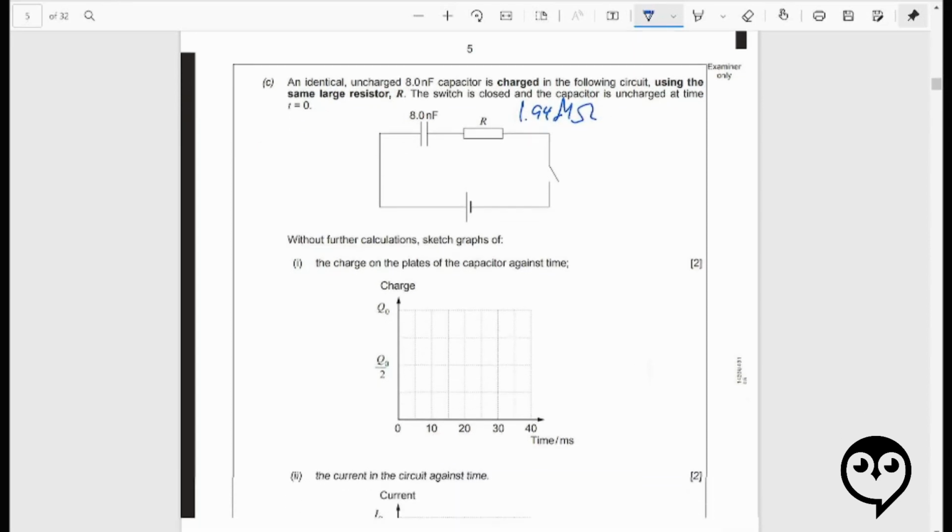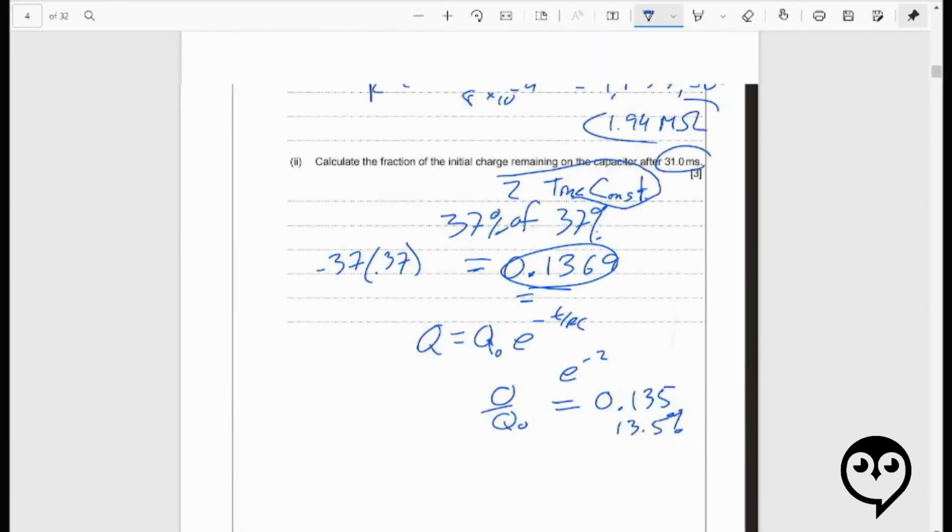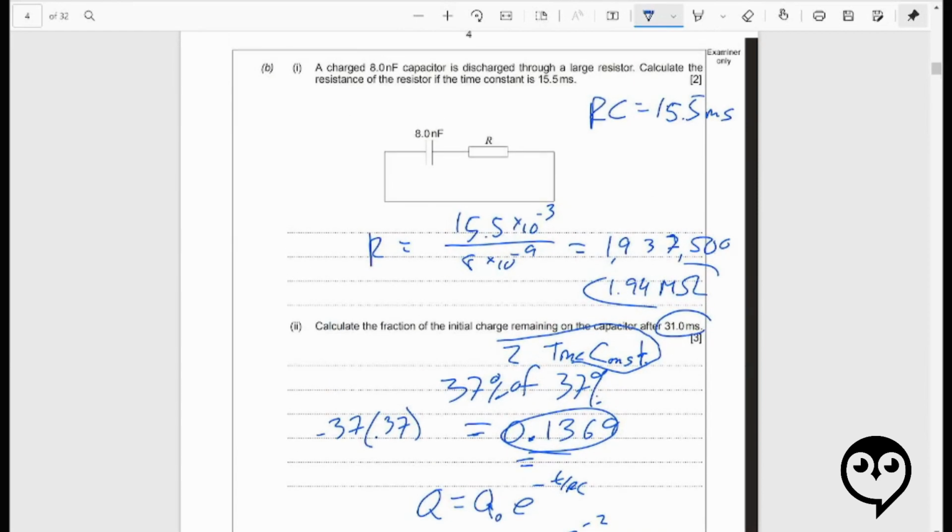Now what? Without further calculations, sketch graphs of the charge on the plates of the capacitor against time. So we're going to charge up the capacitor so we know that the current is going to lower. It's going to have that exponential drop there. Now they've marked it off for us Q naught over 2. We don't really deal with half-lives of the current here. We tend to deal with the 37% stuff, don't we? Okay. Now, 40 milliseconds. Are we still doing time constant of 15.5?